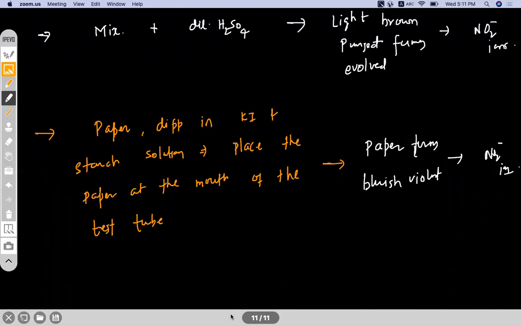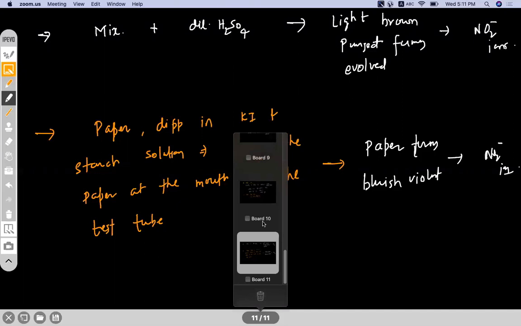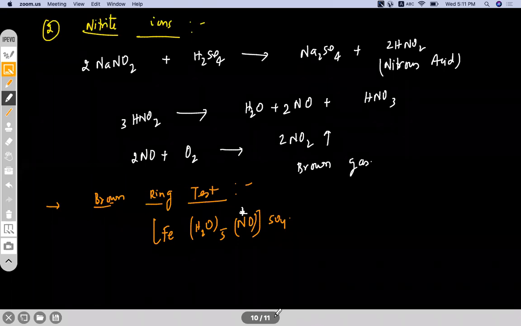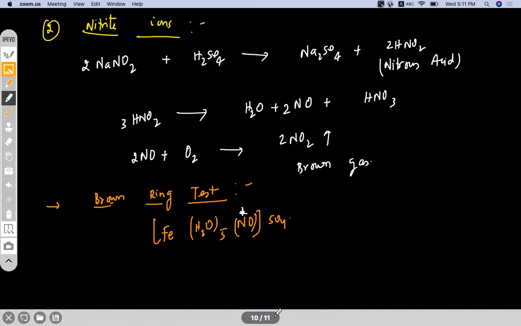Once again. I did not check the configuration. NO plus you have, right? H2O is neutral. So we have -2 + 2. So it is +2 and +1. So what is the oxidation state for iron in this? It comes +1. Iron is +1, right?